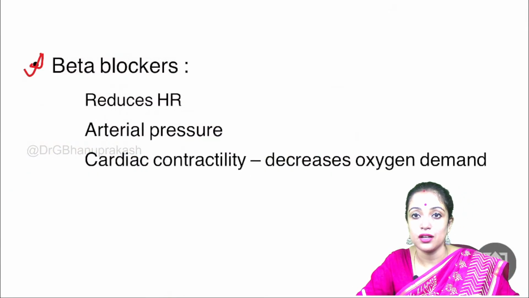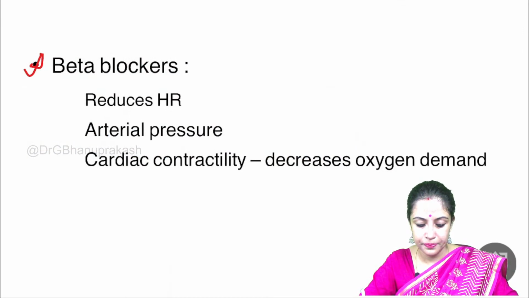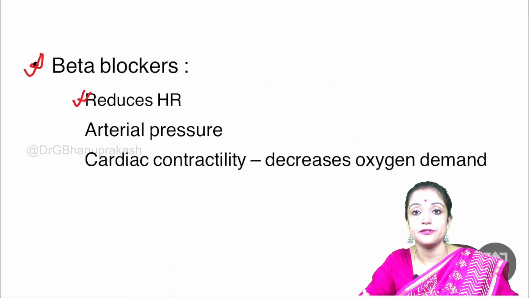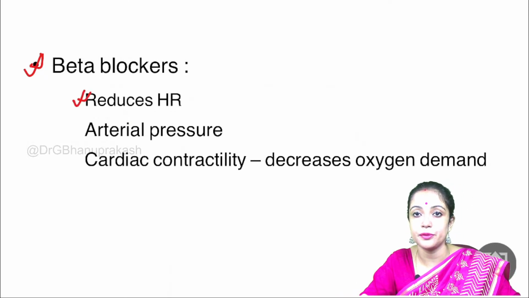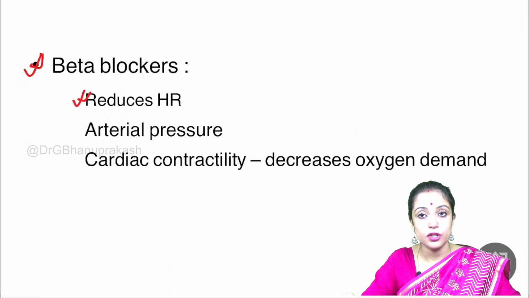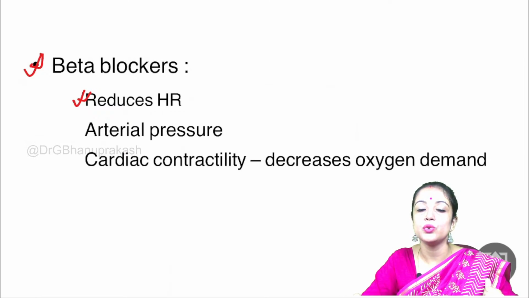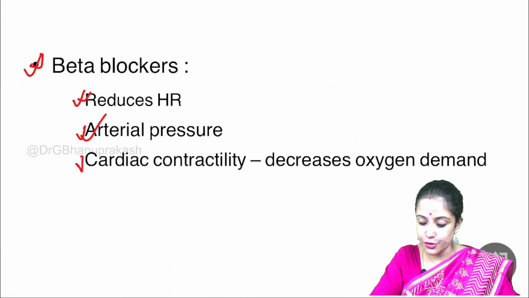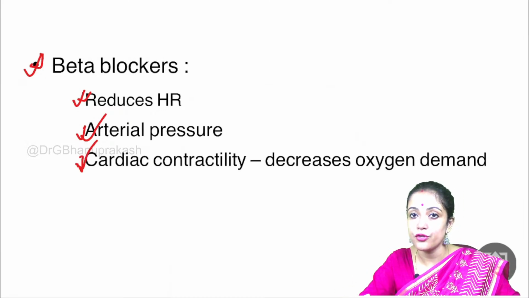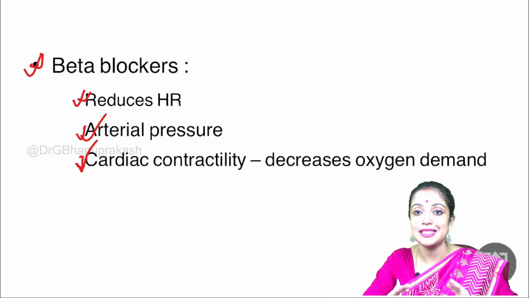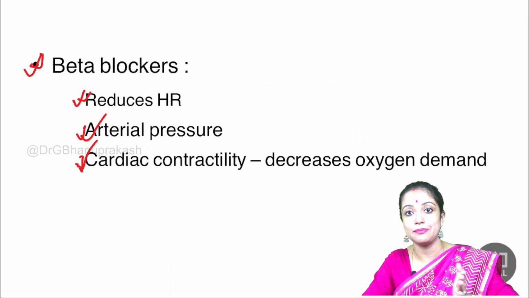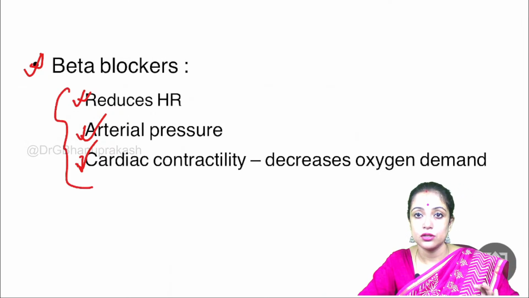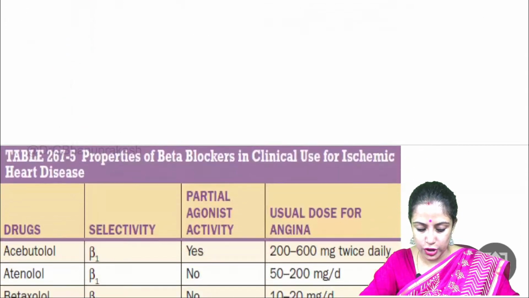Next, very important drug, beta blockers. It reduces heart rate. We already know that cardioselective beta blockers, the beta-1 receptor blockers, reduce heart rate, reduce blood pressure, reduce arterial pressure, and reduce cardiac contractility. Since they reduce heart rate and cardiac contractility, they reduce the myocardial oxygen demand. This is how it helps a patient of stable angina or ischemic heart disease.